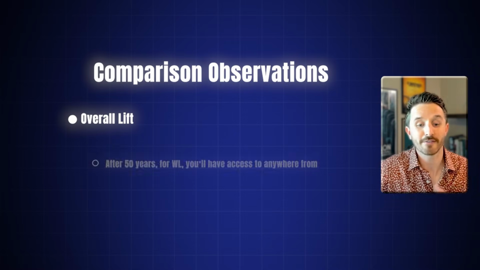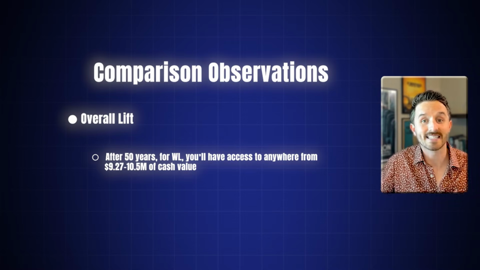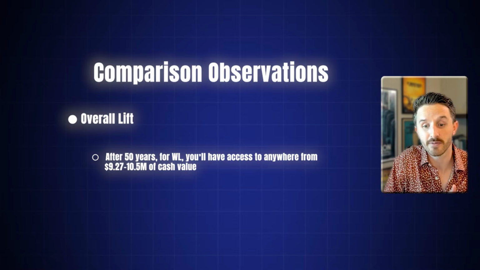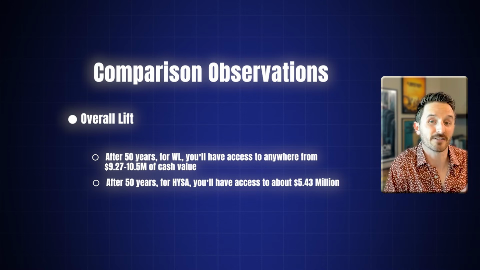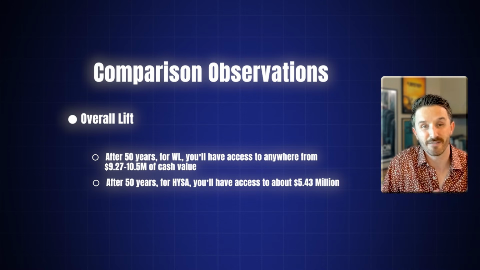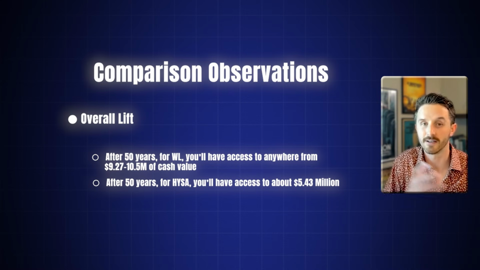So overall lift: after 50 years for a whole life, you'll have access to anywhere from 9.27 million to about 10.5 million of cash value. Whereas after 50 years for the high yield savings account, you're going to have access to about 5.43 million at the 4%, 22% tax bracket.